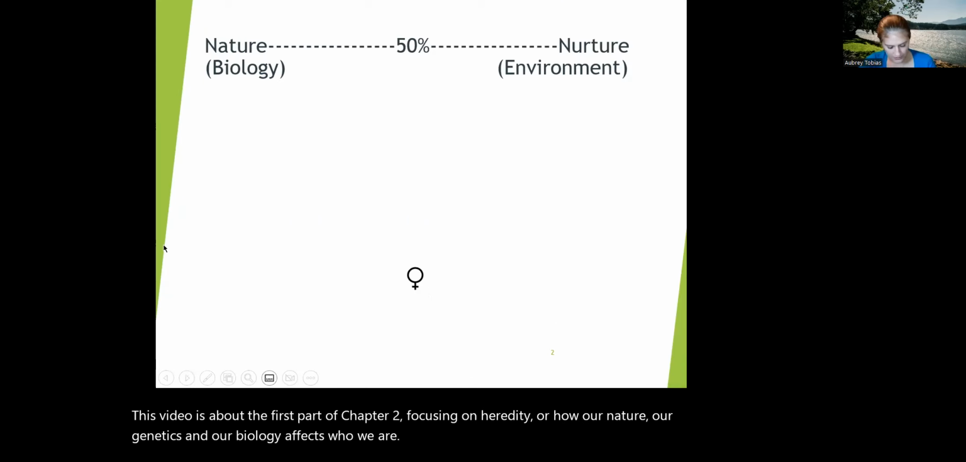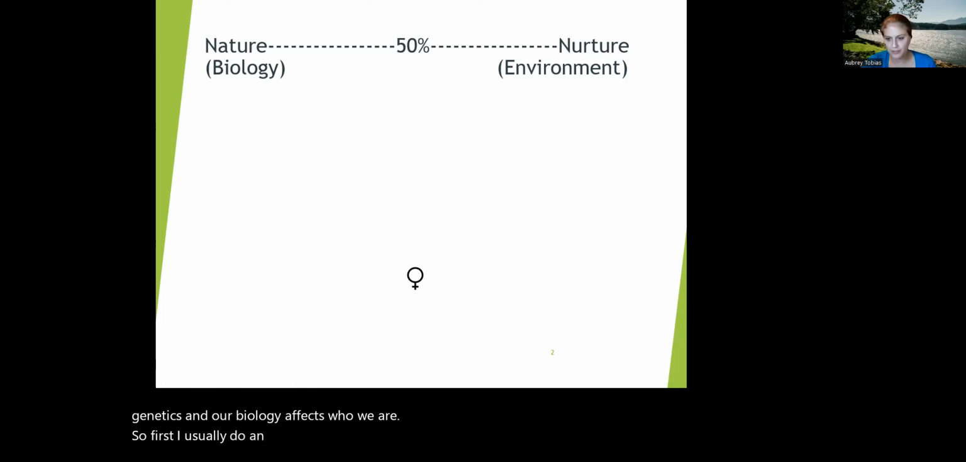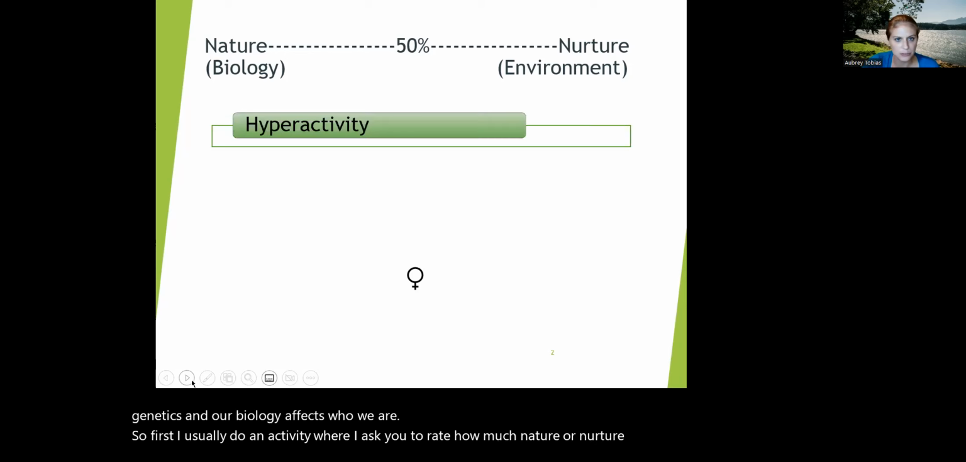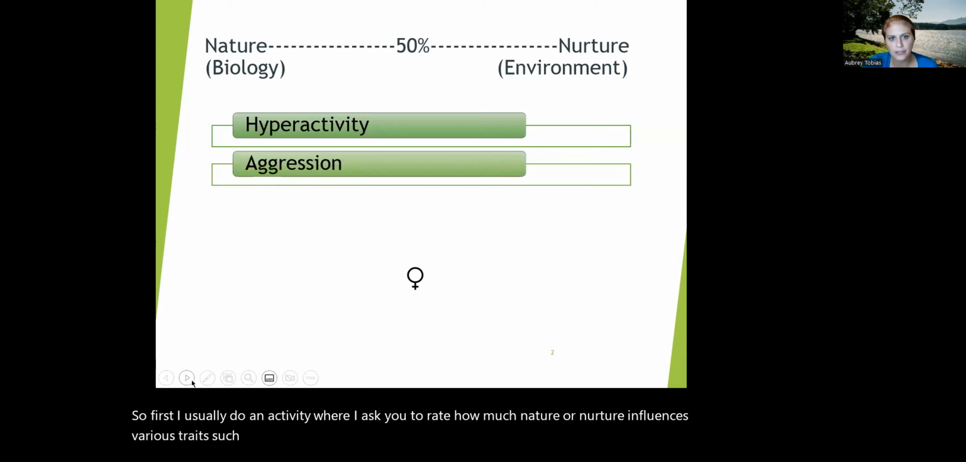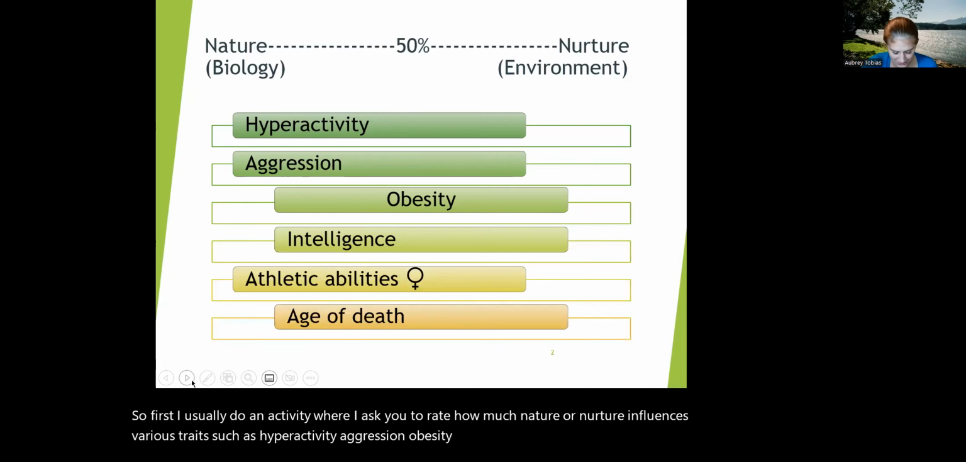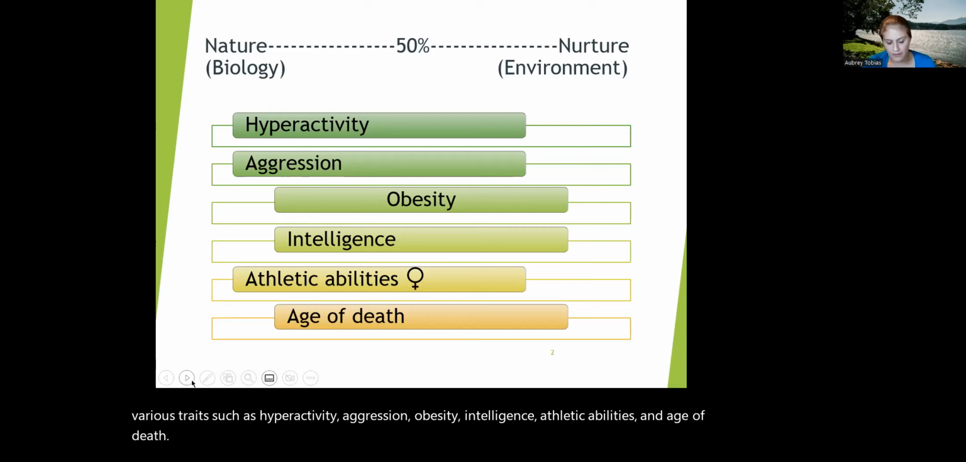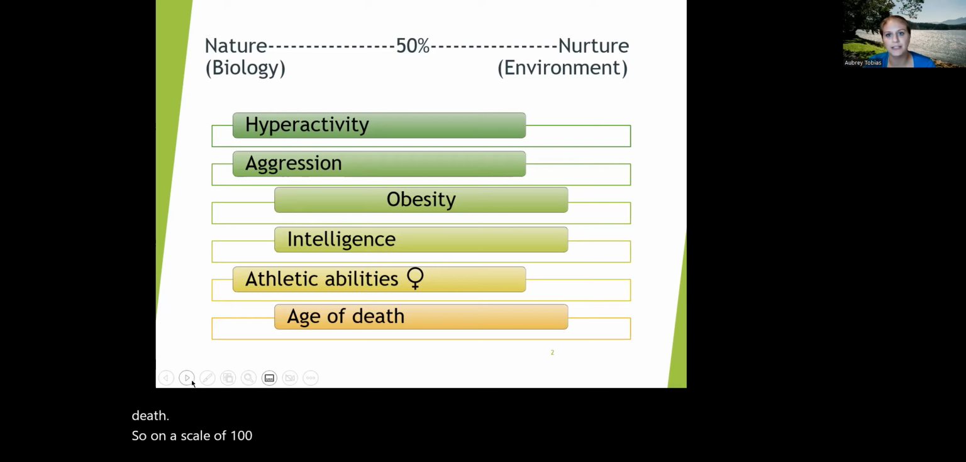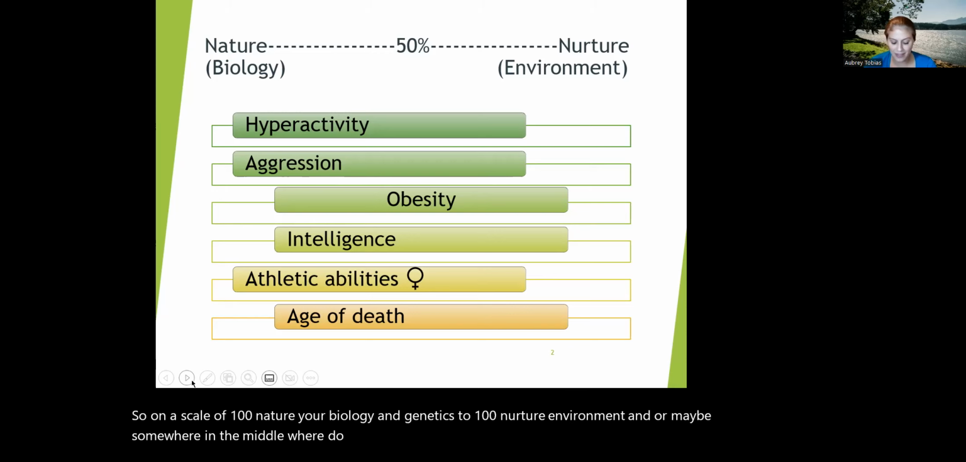So first, I usually do an activity where I ask you to rate how much nature or nurture influences various traits such as hyperactivity, aggression, obesity, intelligence, athletic abilities, and age of death. So on a scale of 100% nature, your biology and genetics, to 100% nurture, environment, and experiences, or maybe somewhere in the middle, where do you think those things lie?